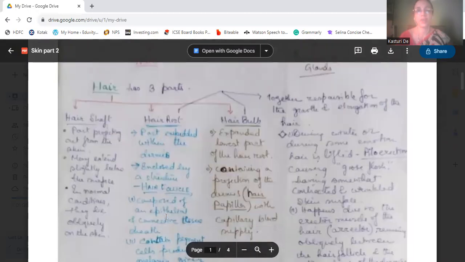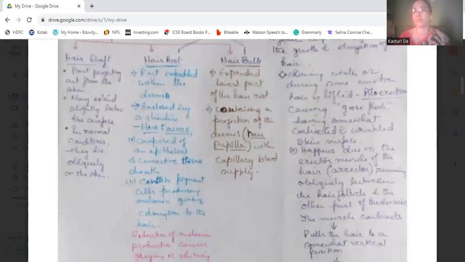Hair shaft is the part which projects out from the skin, that comes out of the skin, and may extend slightly below the surface of the skin. In normal conditions, they lie oblique on the skin. During abnormal conditions, like when you are feeling cold or any tension has been created, or you're afraid of anything, then your hair becomes erect. Otherwise it remains oblique. Now we'll also discuss why this erect position of the hair comes. But first, let us discuss the hair root.